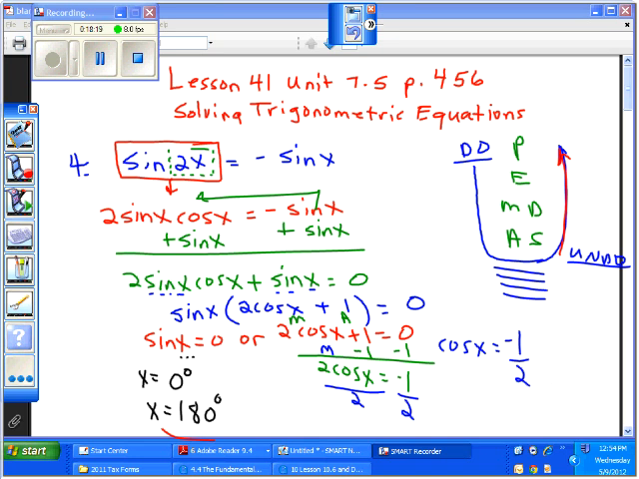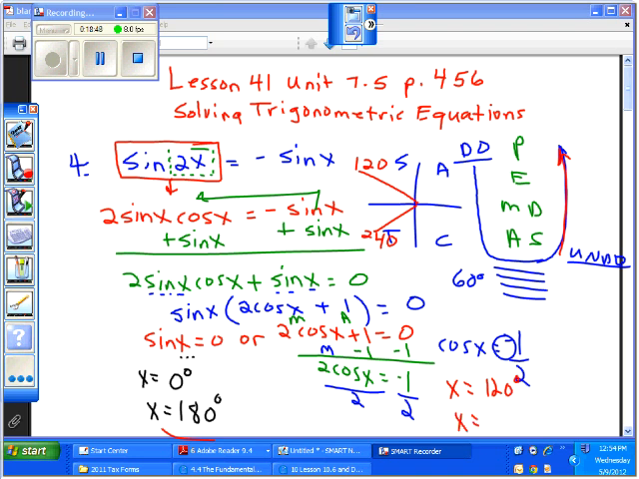The cosine of what is a half? 60. A smart trig class. We want to be negative, so we need to be in quadrants 2 and 3. We want 60 less than 180 and 60 more than 180. And so x here would be 120 degrees, or x would be equal to 240 degrees. So there's 4 answers. x equals 0, x equals 180, x equals 120, x equals 240.